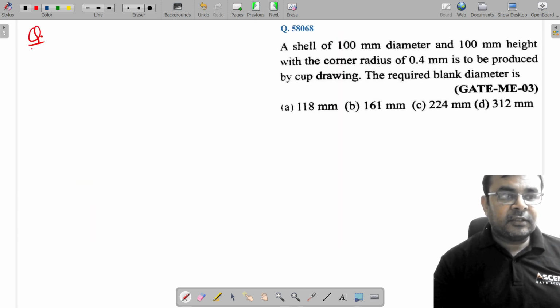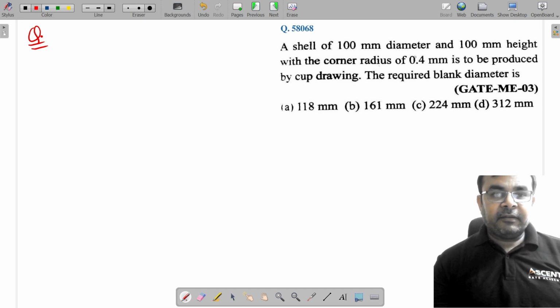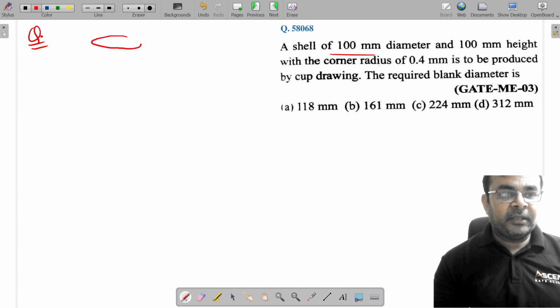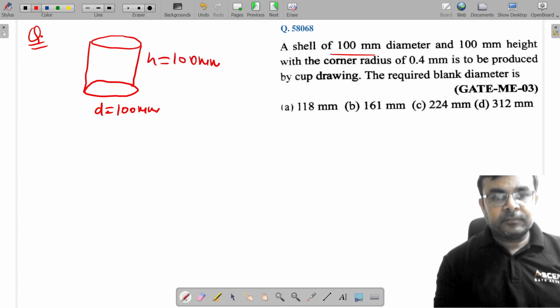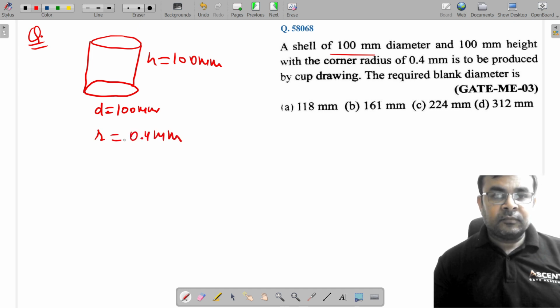Next, you can see this question. A cup of 100 mm diameter and 100 mm height. Okay, so here we make a cup whose height and diameter remain the same. Its diameter is 100 mm, the height is also 100 mm, and the corner radius R is equal to 0.4 mm. For the cup drawing, we need the required blank size.